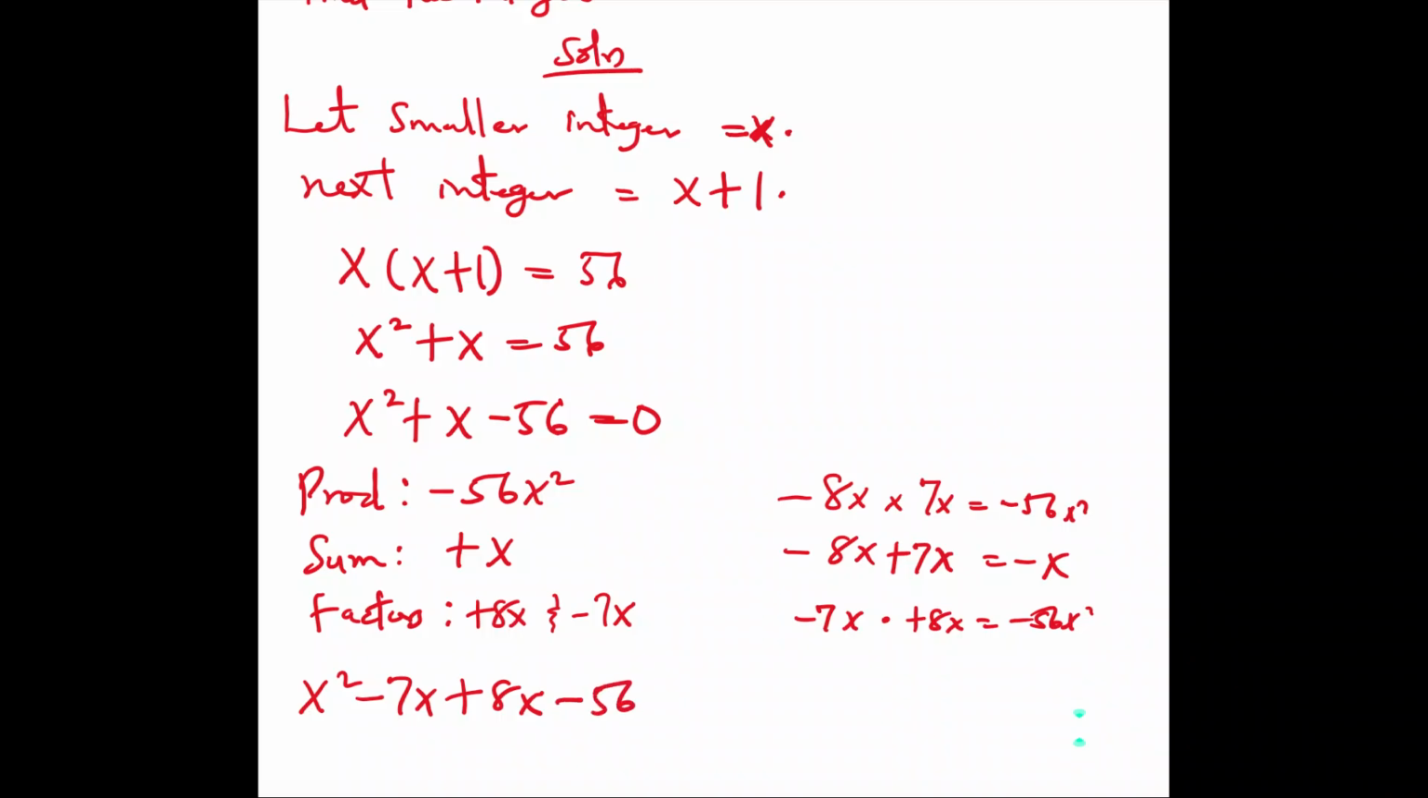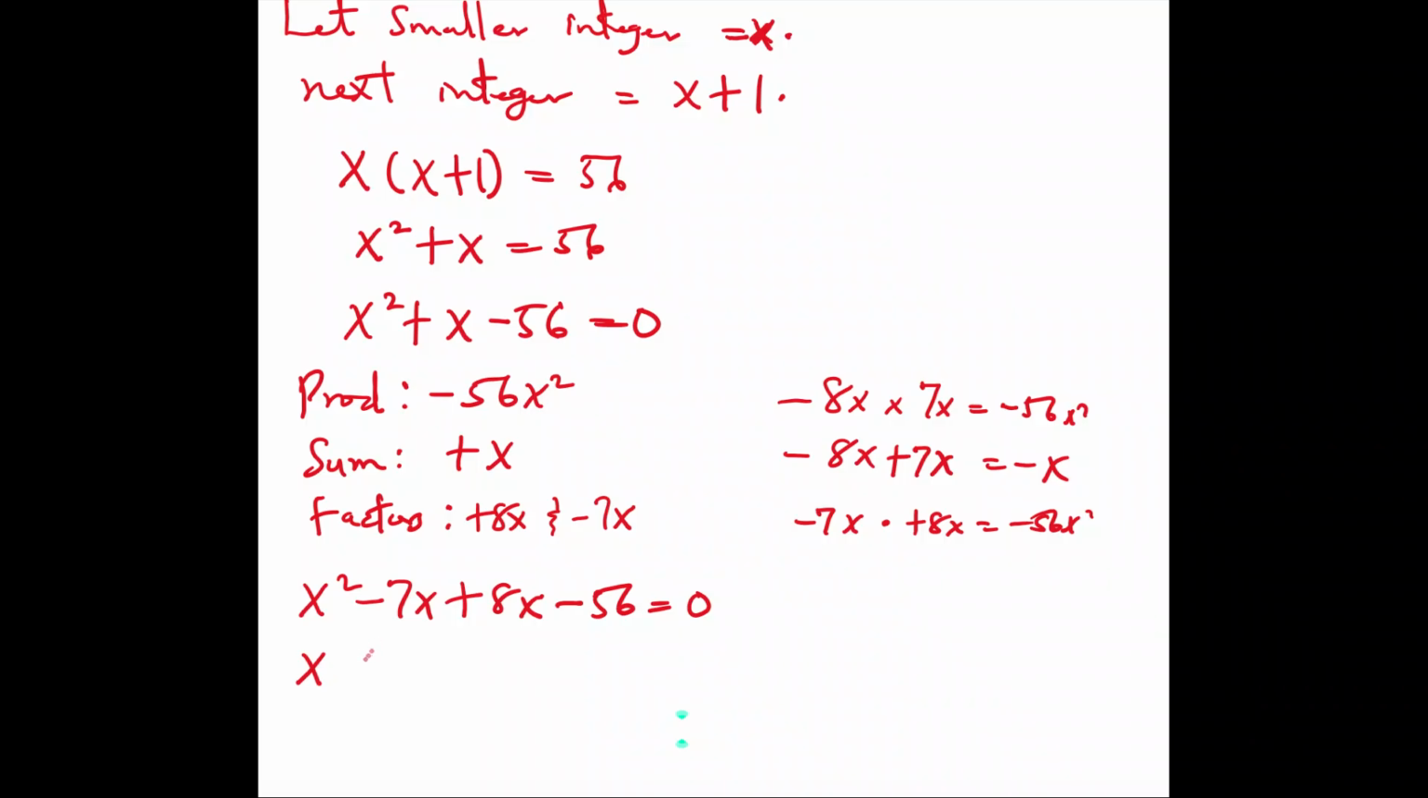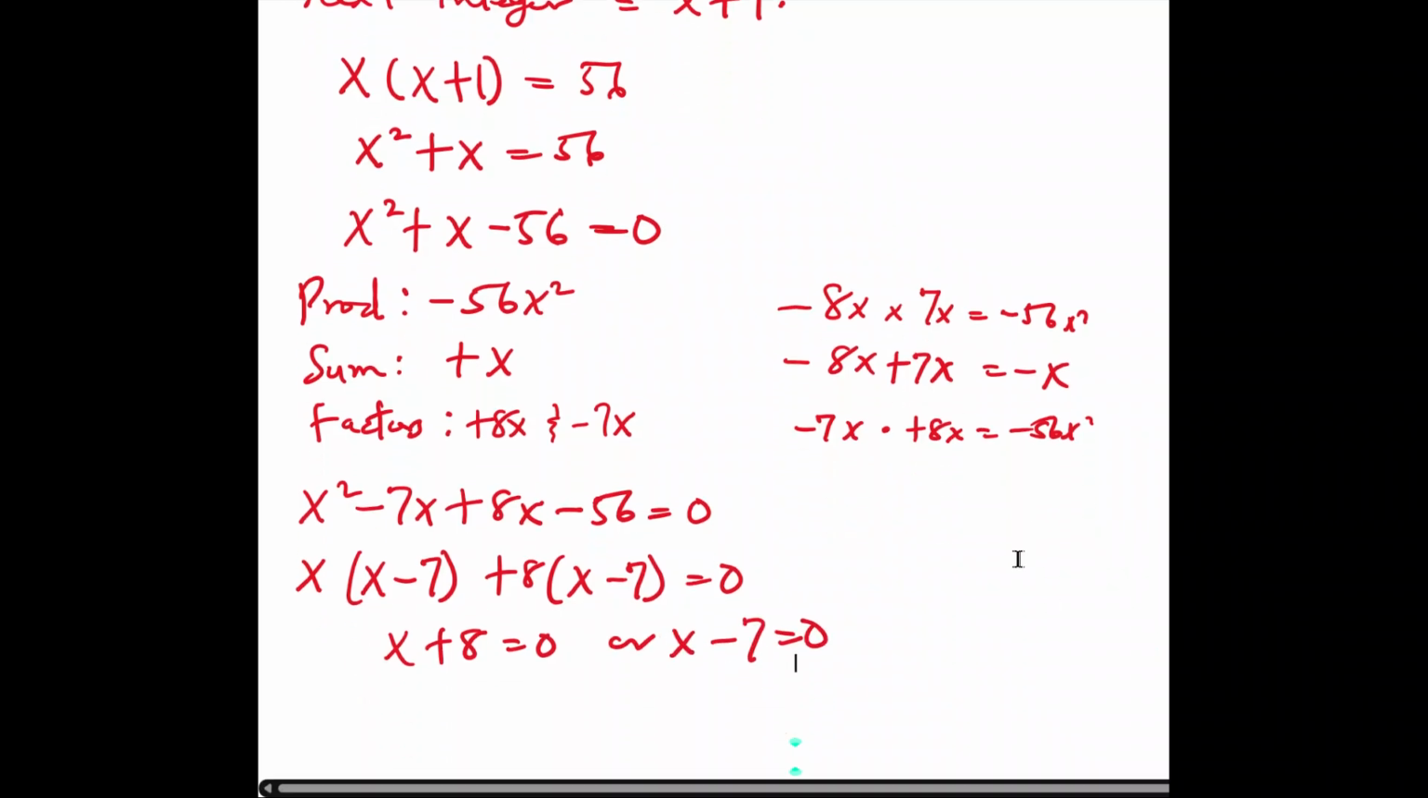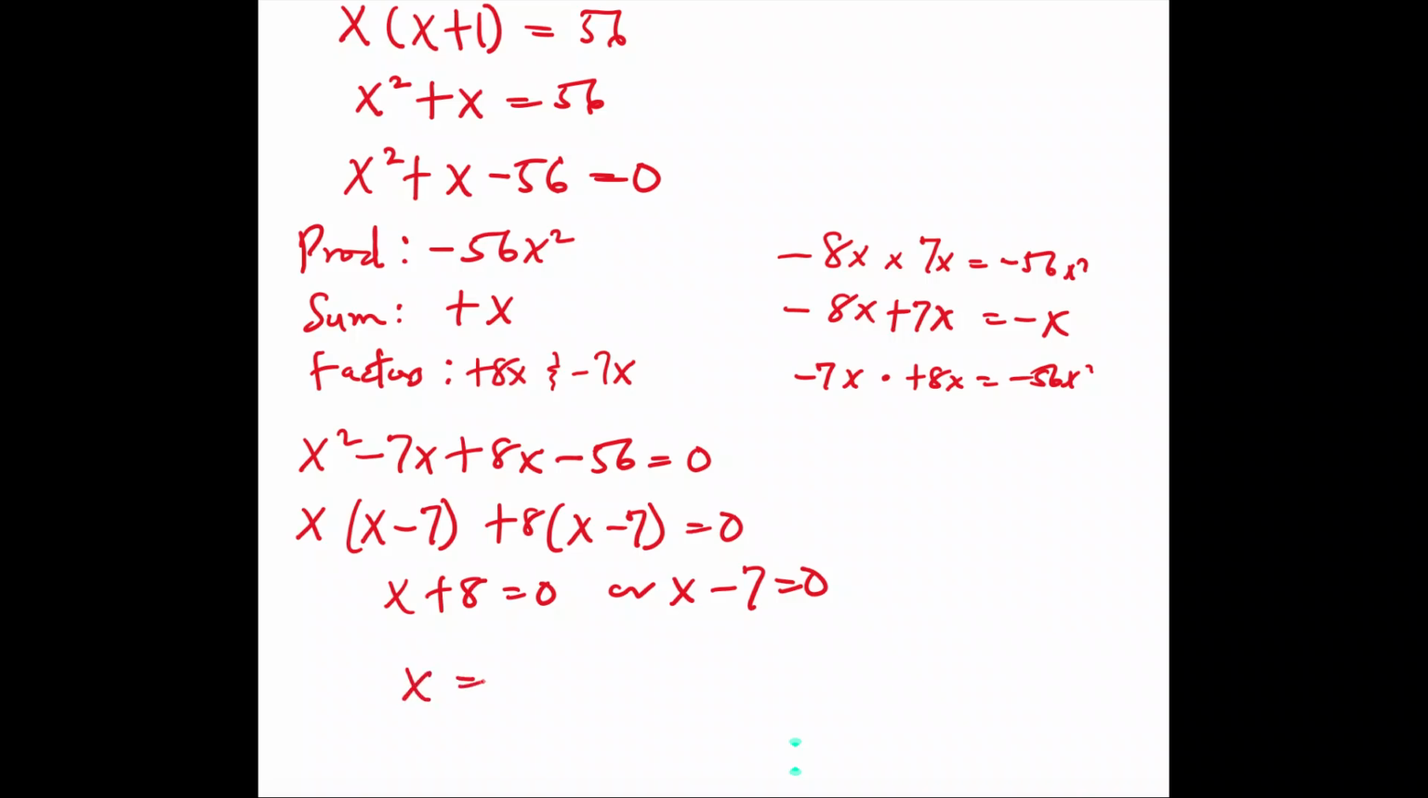Okay, so let's put it in as x squared minus 7x plus 8x minus 56 equals 0. Then x is common in the first two terms, giving x minus 7, and 8 is common in the last two, giving 8 times x minus 7, equals 0. So we have x plus 8 equals 0, or x minus 7 equals 0. So x equals minus 8 or x equals 7. So the two integers will be 7 and 8.